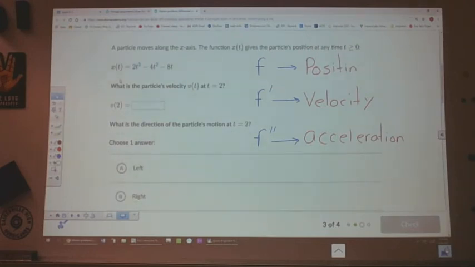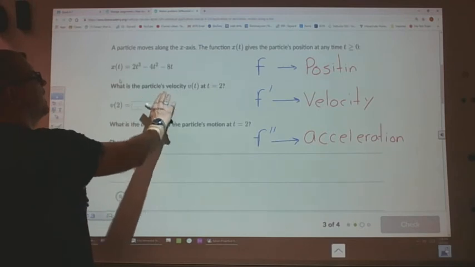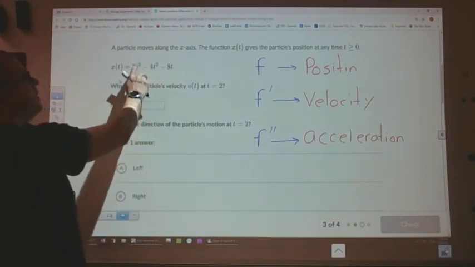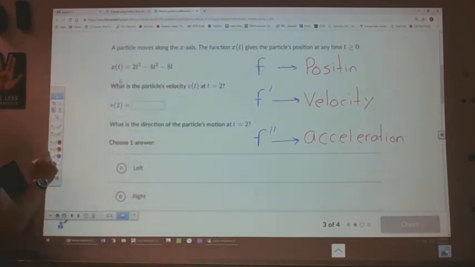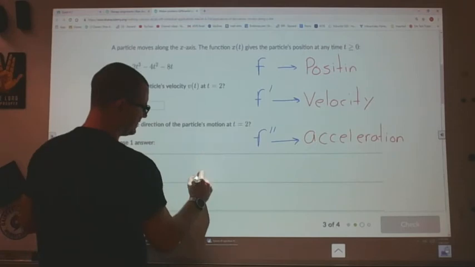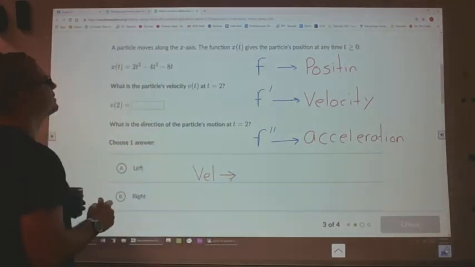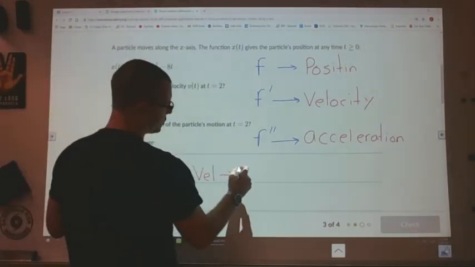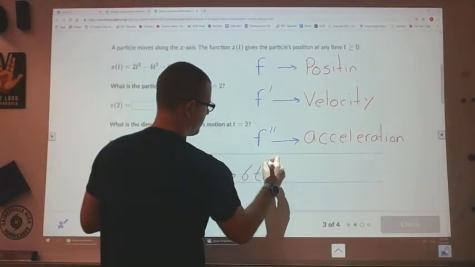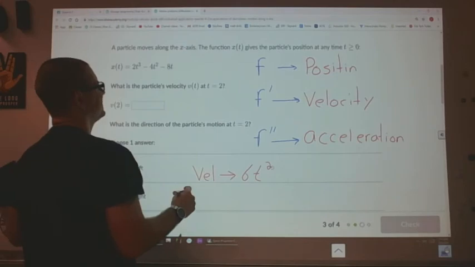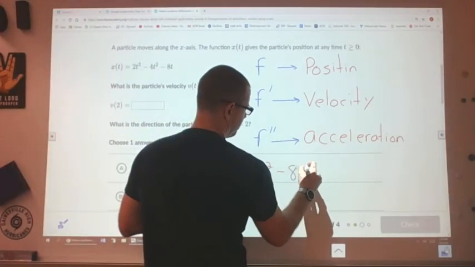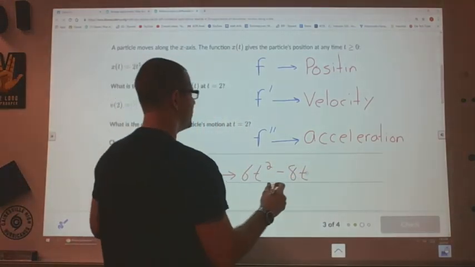Particle moves along the x-axis. What is the particle's velocity at time 2? So we have its position, and we want its velocity at time 2. So we're going to take its derivative. Its velocity is the derivative of the position. So 6t squared minus 8t minus 8.